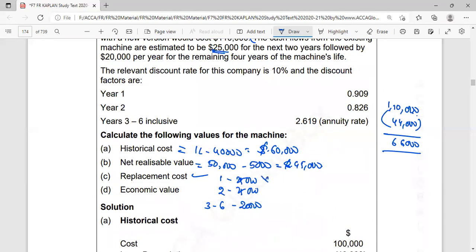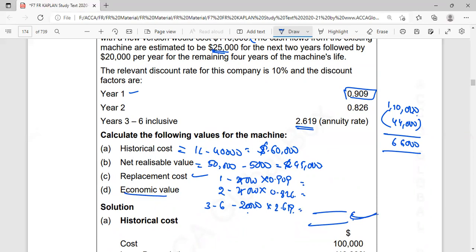Then what is the present value factor? For year one it is 0.9091, and for the second year 0.826. From the third year onwards, we are going to receive 20,000, so we apply the annuity factor, multiplying by 2.619. Then if you calculate and total it, whatever amount you get is the present value, and we say it is the economic value.